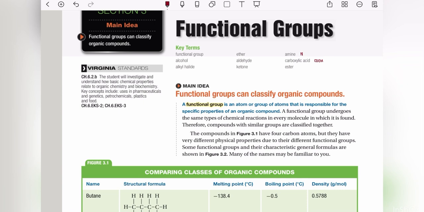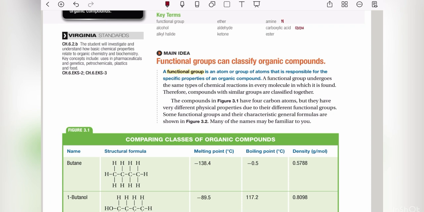So functional groups can classify organic compounds. And a functional group is defined as an atom or group of atoms that is responsible for the specific properties of an organic compound. So functional groups are all about classifying compounds by the properties. A functional group undergoes the same types of chemical reactions in every molecule in which it is found. Therefore, compounds with similar groups are classified together.